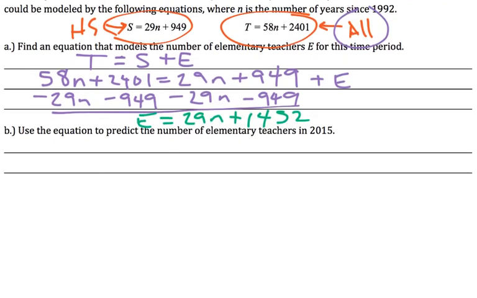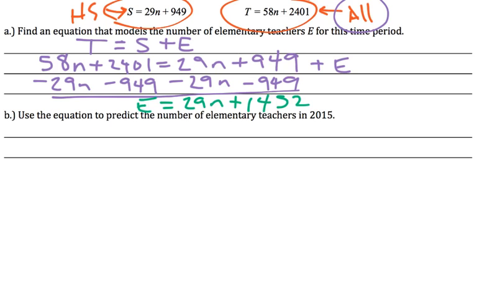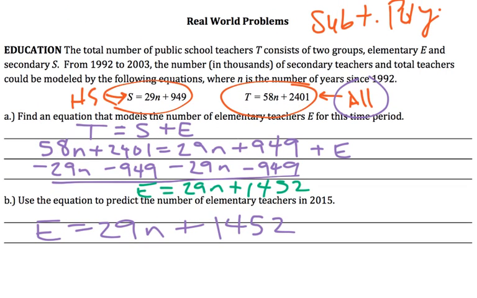So now we're told to use the equation, and the equation was E equals 29N plus 14, I already forgot what that was, 52? I can't even read my own handwriting. 1452 in 2015. So here's where it gets a little bit weird, but not too crazy. You might be tempted to plug in 2015, but that would be incorrect. The reason that's incorrect is because this equation started where 1992 was the beginning.